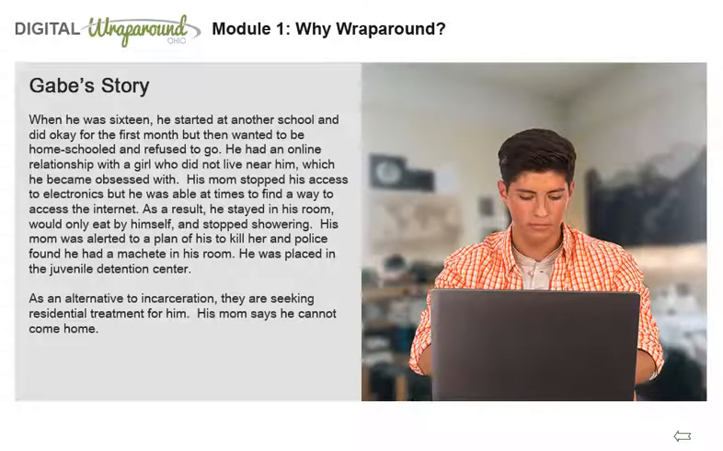His mom was alerted to a plan of his to kill her, and police found he had a machete in his room. He was placed in the juvenile detention center. As an alternative to incarceration, they are seeking residential treatment for him. His mom says he cannot come home.